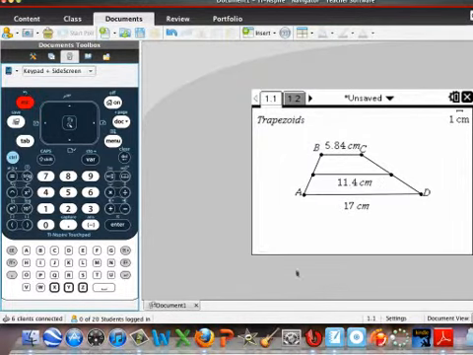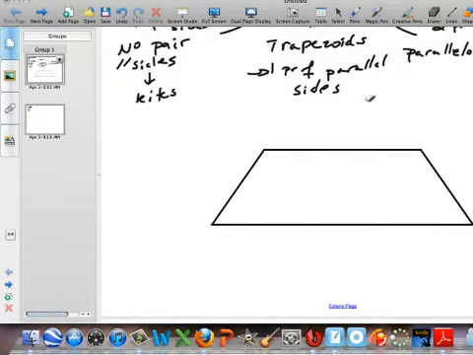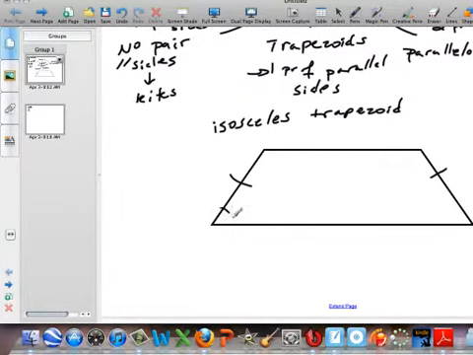Okay. So now I want to talk to you about this special type of trapezoid that we have here, and we'll call this an isosceles trapezoid. And it kind of comes out being an isosceles triangle, where your base angles are equal at both the top and the bottom, and your legs are equal.